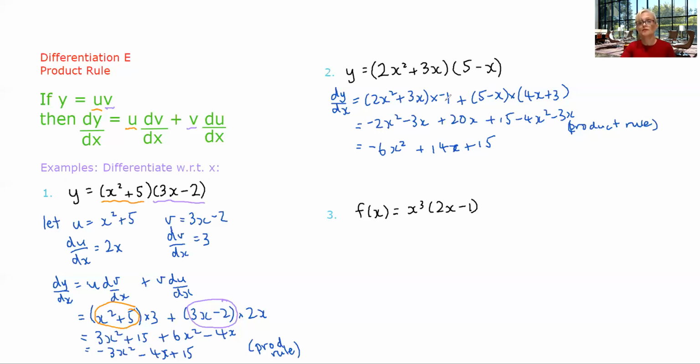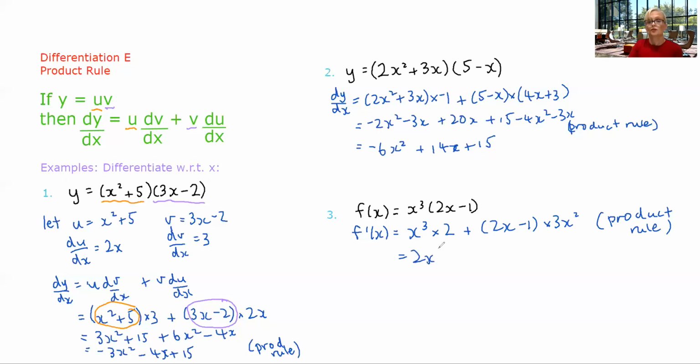So first thing times derivative of second thing plus second thing times derivative of first thing. Easy as that. This one, let's do the same thing, but in this case we're going to do function notation. So f dash x, first thing times derivative of second thing plus second thing times derivative of first thing. Product rule. So 2x cubed, what are we going to get here? We're going to get plus a 6x cubed minus a 3x squared. So putting our like terms together, 8x cubed minus 3x squared.